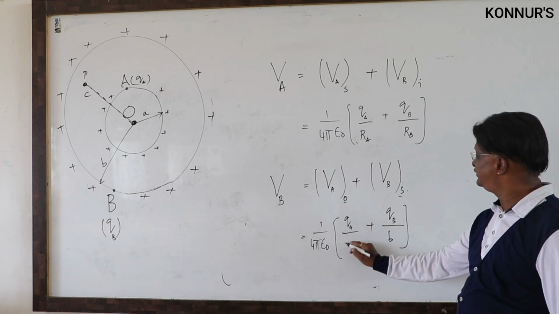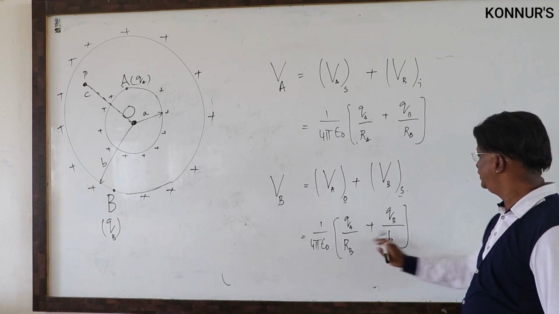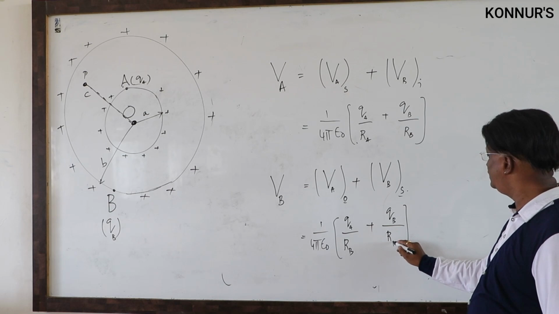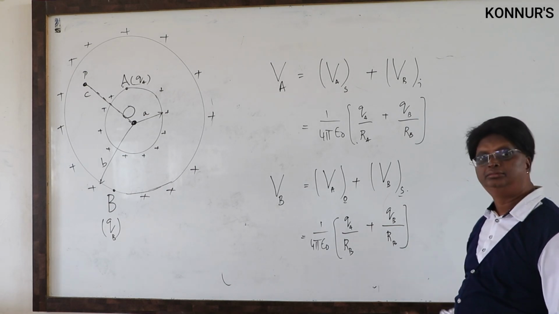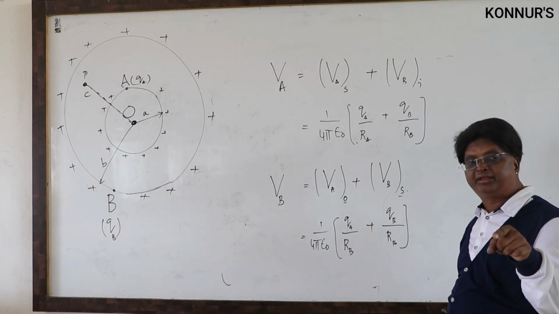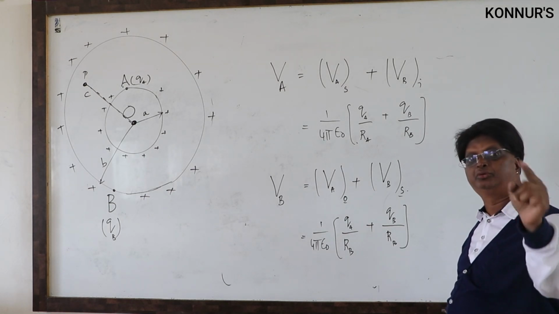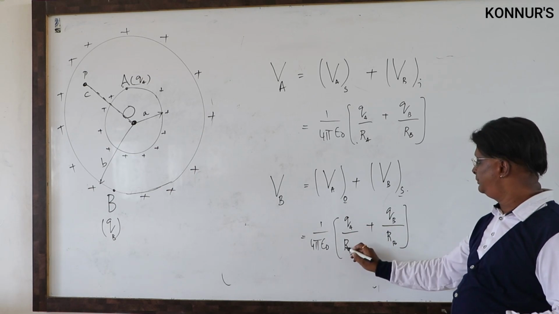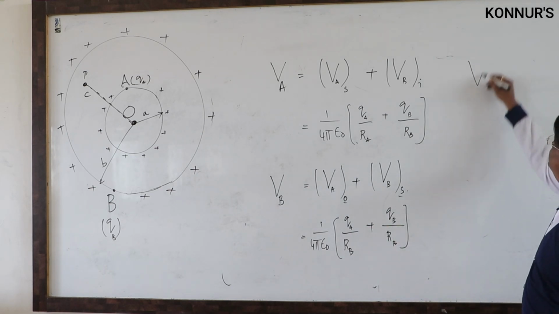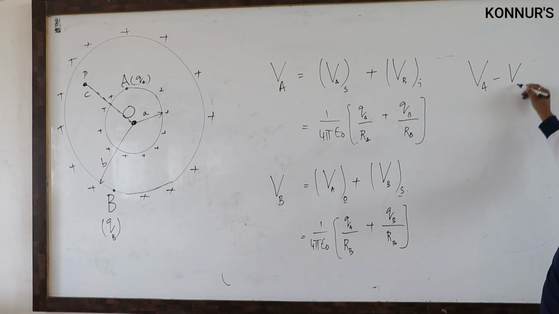Let me write: this is RB, and this is again RB, both are RB terms here. Because B is at a distance RB from the common center with respect to A, and therefore this is QA by R. Now we should calculate what is VA minus VB. VA minus VB. What is the term you will see?